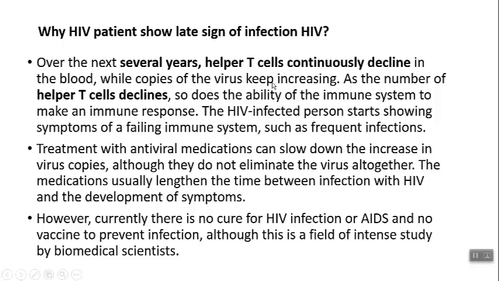Copies of the virus go on increasing. The number of T helper cells declines. The ability of immune cells to respond diminishes. These HIV infected persons show signs and symptoms of a failing immune system. They are not able to respond to the HIV virus.